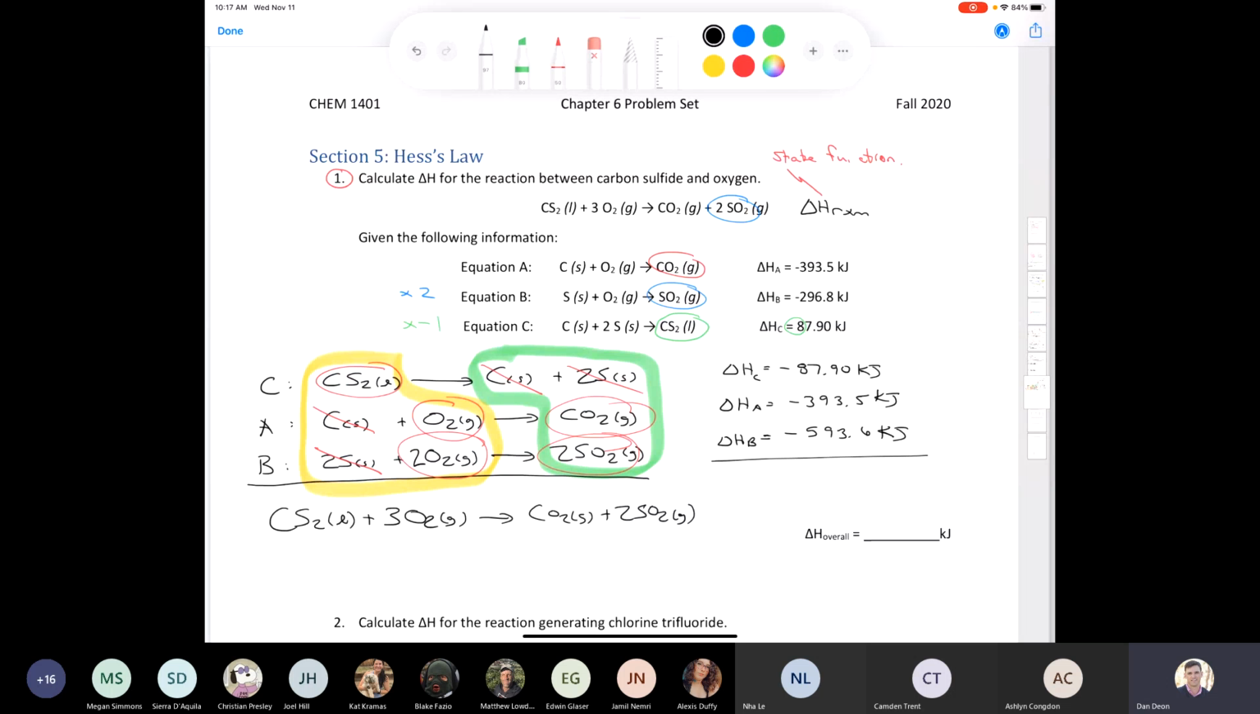Now what I'm going to do is tally up all these. Obviously, I've gone ahead and done that ahead of time. There we go. Thanks, Sierra. Good. And when you tally up negative 87.9, negative 593.6, and negative 393.5, you get delta H of your reaction equal to negative 1075 kilojoules. So negative 1075 kilojoules, just like that. Would you guys like to try one more?